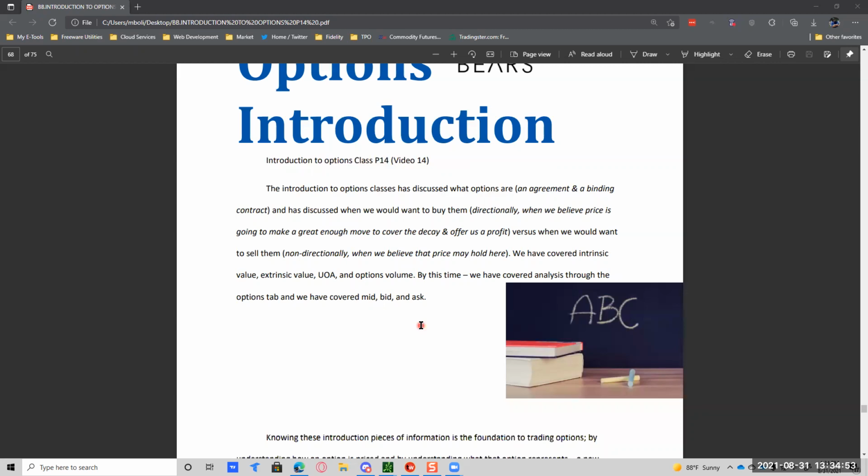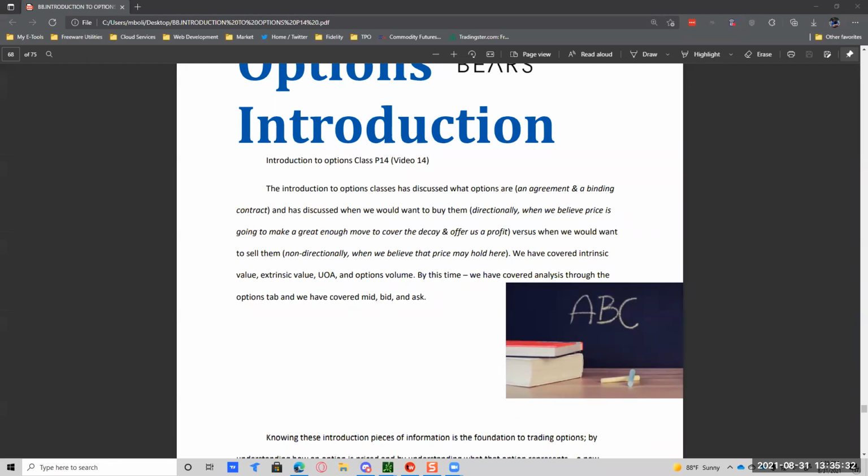So a little recap of things we've already covered. We've done things like why we would want to buy a call, why we would want to buy a put. We've covered things like directional trading, non-directional trading, intrinsic value, unusual options, options volume, the bid, the ask, the analysis tab. We've gone through quite a bit of material, and the goal would be that you go back and review those things from time to time until it becomes a normal, familiar thing.